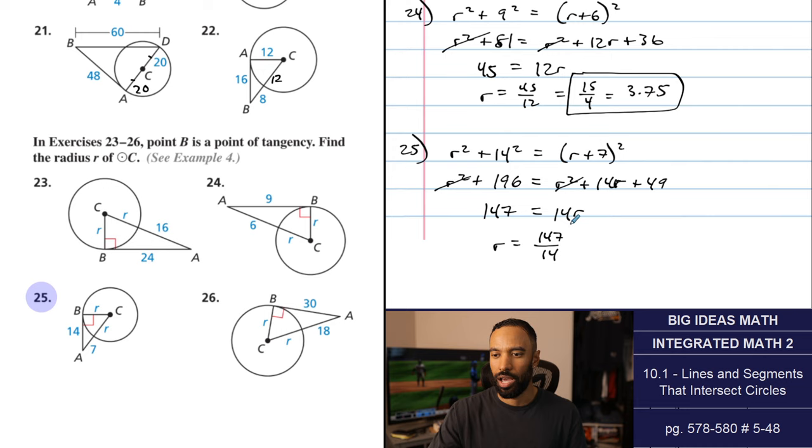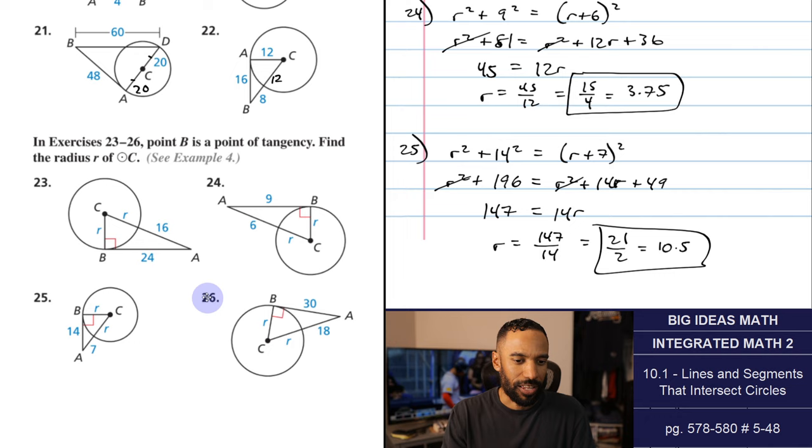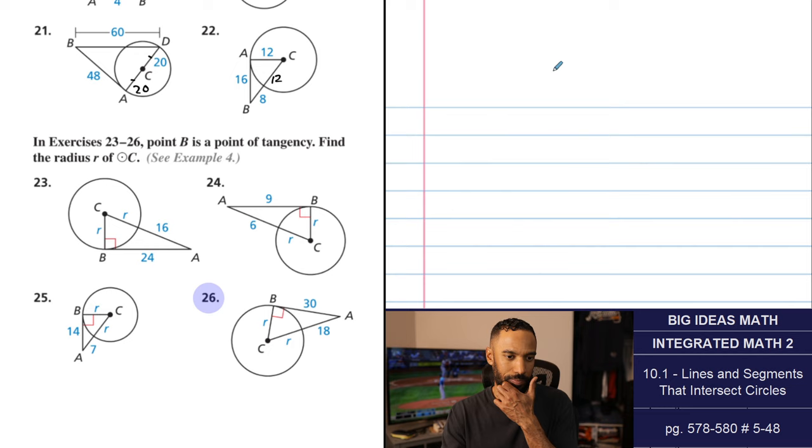That does divide by 7. I don't know why I lost that. That's 21 over 2, or 10.5. I was going to say, that's a weird number. I don't know if I love it. It's good enough for me. And then a last one. I mean, these aren't Pythagorean triples, if that helps you. The first one was. Last one, number 26.